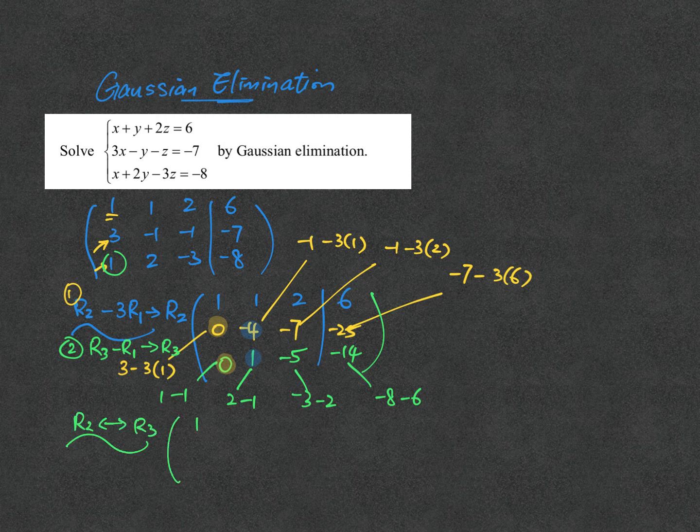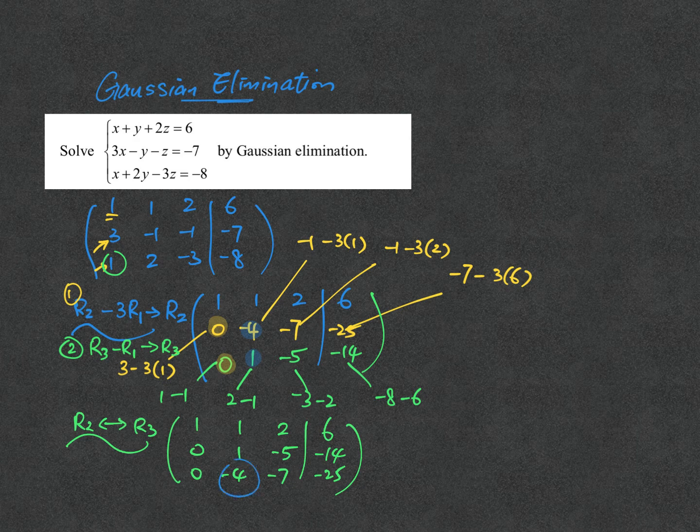So it gives you 1, 1, 2, 6, first row no change, while the other two rows become 0, 1, minus 5, minus 14, and 0, minus 4, minus 7, and minus 25. So this is another change of the augmented matrix.